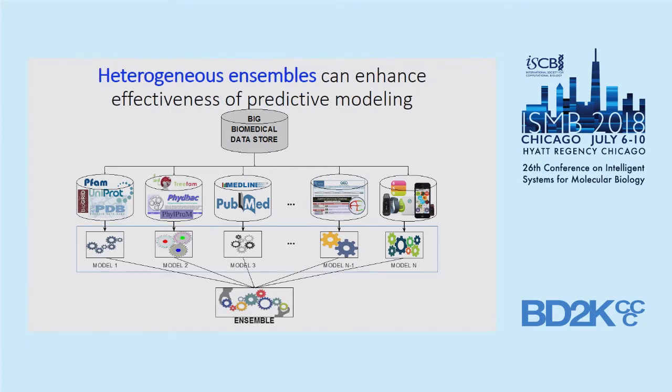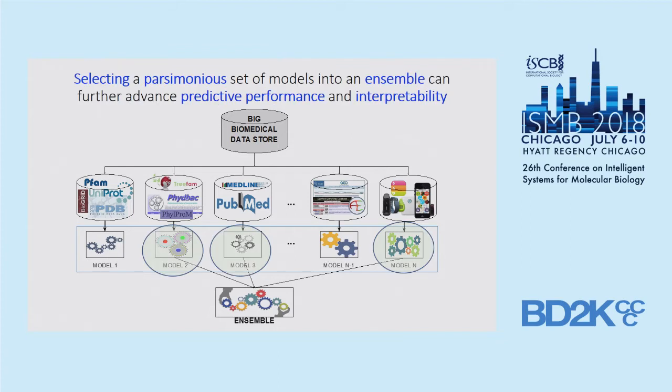One way to improve the predictive performance of these models is to build ensembles. That's one popular way to enhance predictive performance. And because all these models can come from a variety of data sets, they're inherently diverse. And building heterogeneous ensembles will help boost the performance. Now, sometimes we may want to find a parsimonious subset of models, right? One that's smaller in size and that boosts the predictive performance.